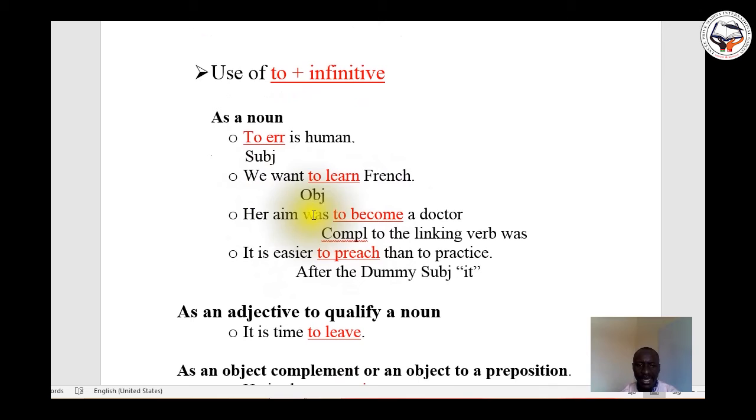All right. Her aim was to become a doctor. To become is a complement to the linking verb was. Her aim was to become a doctor. What is your aim? What would you like to become?